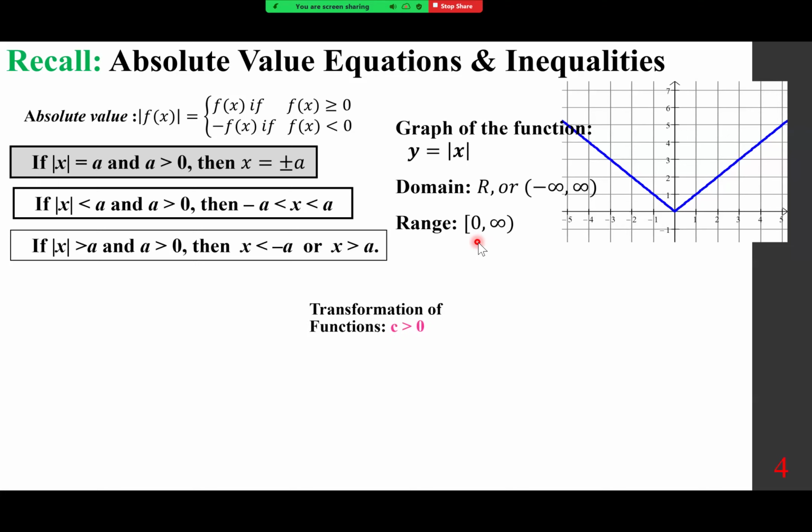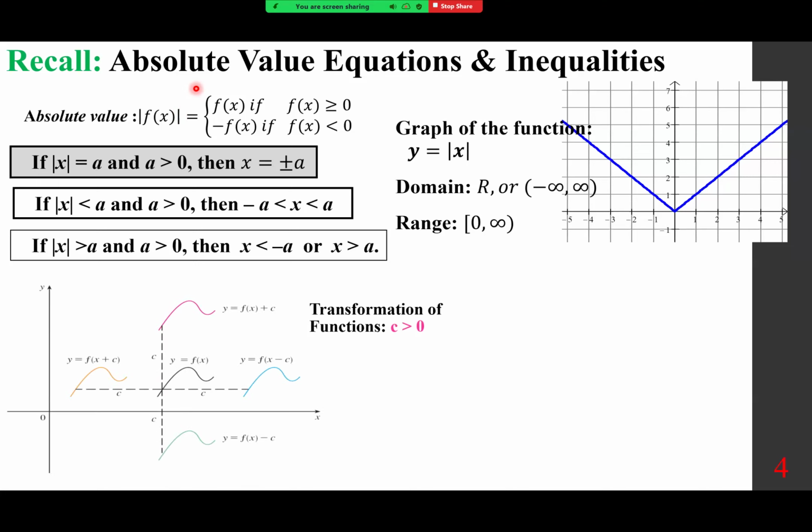If we take c to be a positive number, and y is f of x, then y equals f of x plus c shifts up by c units, f of x minus c shifts down by c units, f of x minus c shifts to the right by c units, f of x plus c shifts left by c units.